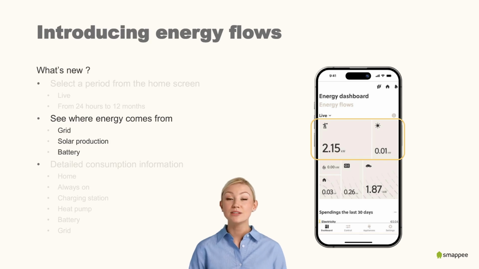As the energy flow increases or decreases, the live values will automatically switch between kilowatt and watt. For the longer available periods, the values switch between watt-hours and kilowatt-hours.